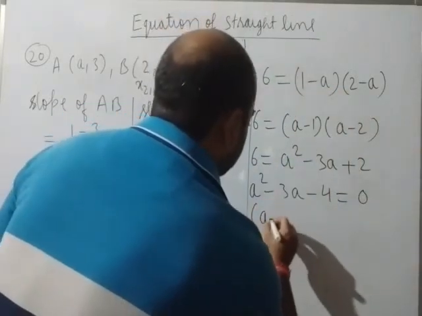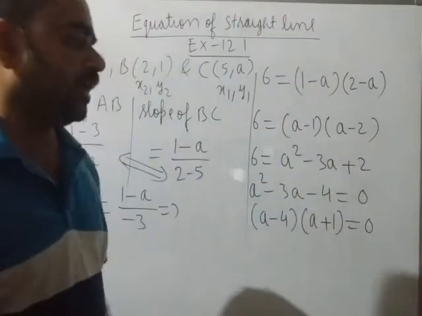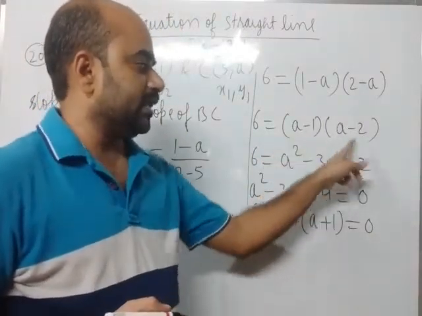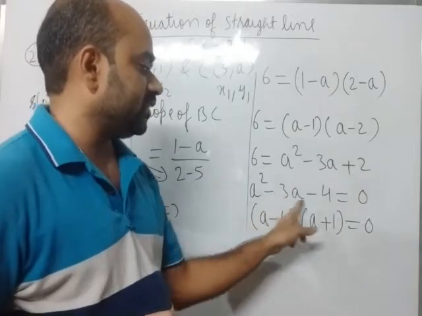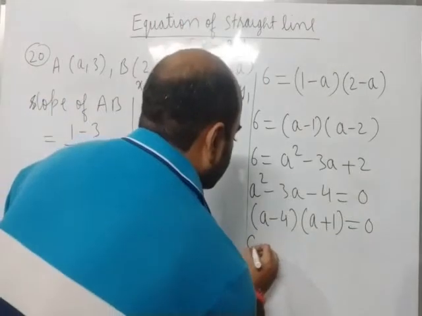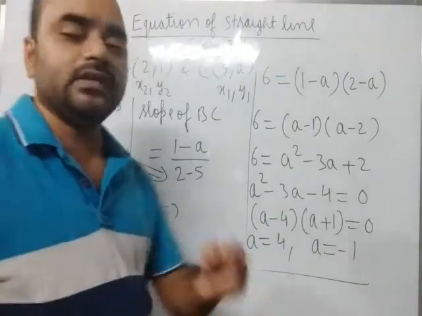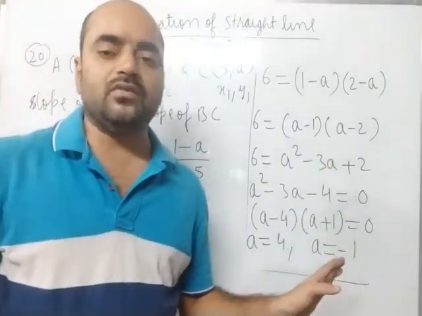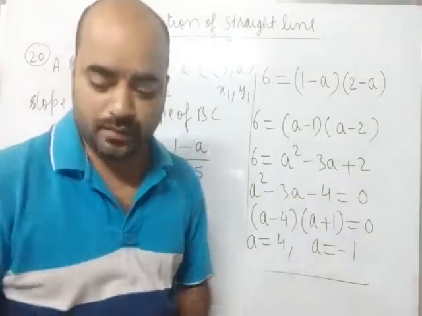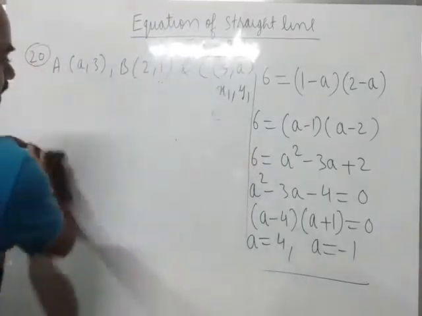It means (a minus 4)(a plus 1) is equal to 0. Any problem? Correct? This is a square minus 3a plus 2, transposed, a square minus 3a minus 4. It means (a minus 4) and (a plus 1). Finally, what will come? a is equal to 4 or a is equal to minus 1. It means we have two values. For both the values, we have to find the equation of the straight line separately. Okay. First, I am taking when a is equal to 4.